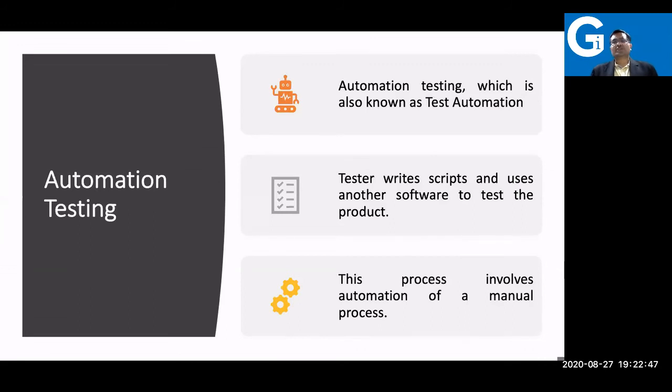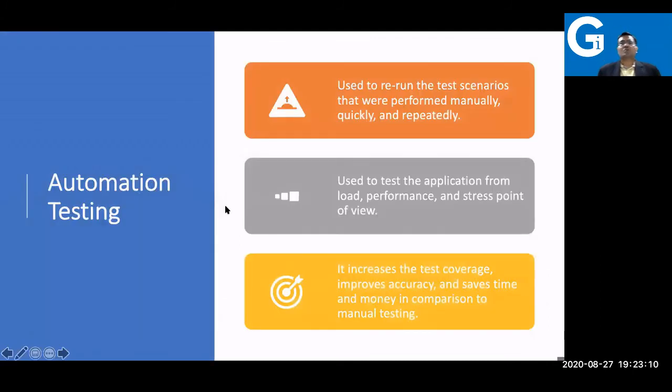Automation testing is also known as test automation. In this case, the tester writes a script and uses another software to test the product. For example, you may have Selenium for web browser testing, or you may have unit test cases, and then you are testing it. This is what we call automation. We are going to see this practically.